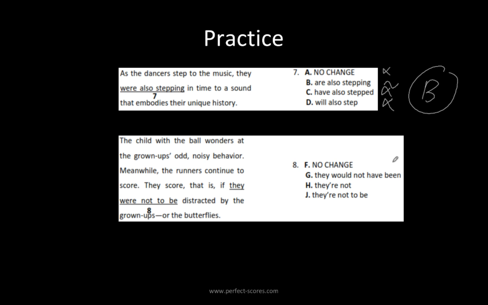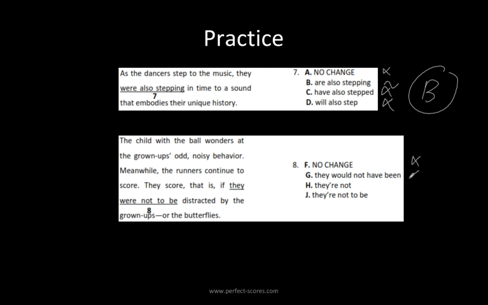Try the 8th one. The child with the ball wonders at the grown-ups' odd, noisy behavior. Meanwhile, the runners continue to score. They score, that is, if they were not to be distracted by the grown-ups or the butterflies. Alright, now, we're not talking about a hypothetical scenario. We are saying they score that if they're not distracted. So F is definitely wrong. They would not have been.